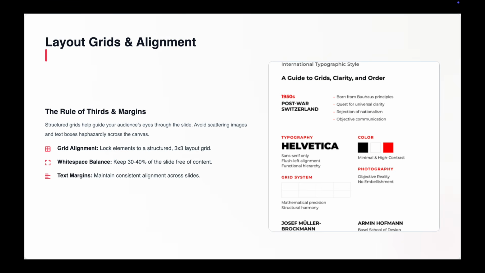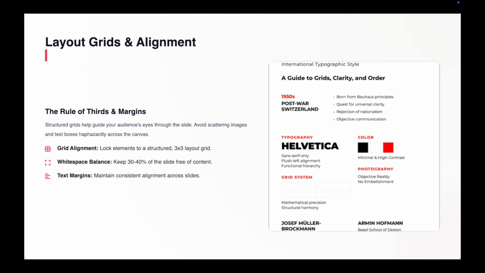The next step in building clean slides is managing your layout, alignment, and white space. A common mistake is placing text boxes and images randomly across a slide, which forces the viewer's eye to wander. To create an organized professional layout, align your elements to a structured grid. We recommend using a simple 3 by 3 layout grid, applying the rule of thirds to balance your content.